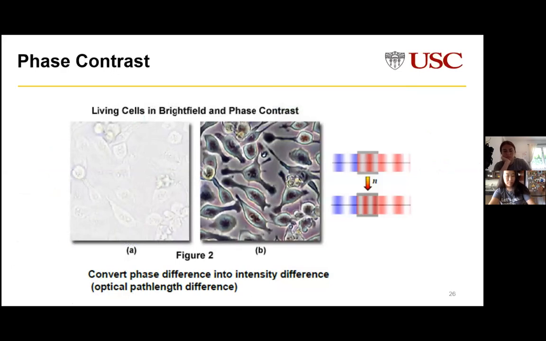And then the last type of microscopy I wanted to talk about is phase contrast microscopy. Phase contrast microscopy converts phase differences into amplitude differences so that you can see the topography of your cells.